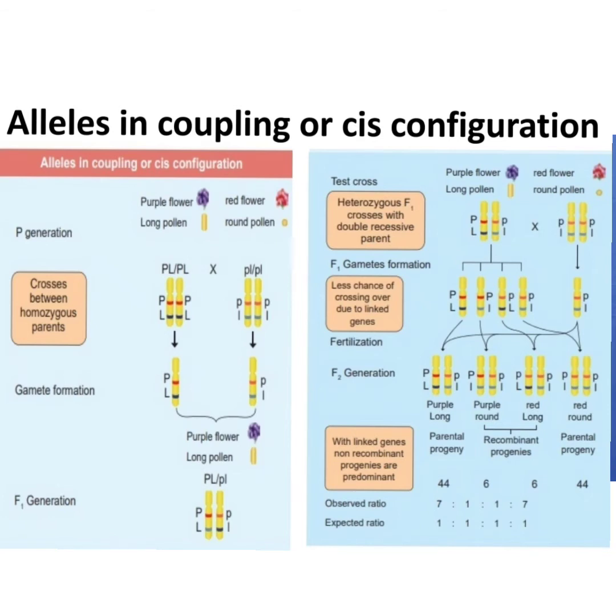The observed ratio that is obtained here is 44:6:6:44, that means 7:1:1:7. Normally, the expected ratio should be 1:1:1:1.